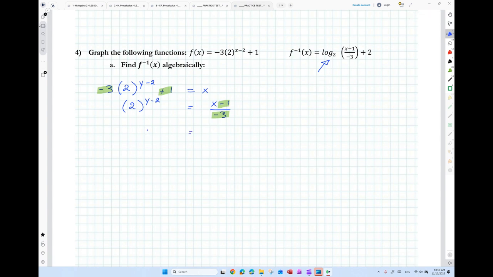Then I'm going to cross over the exponential base 2, which is going to become a log base 2 of this whole side. And finally, I'm going to cross over the subtraction of 2, which will become an addition of 2.